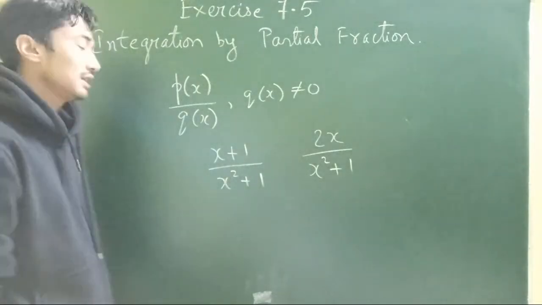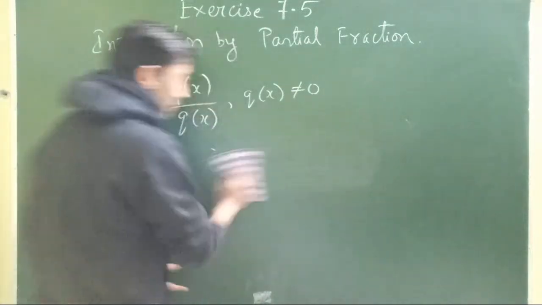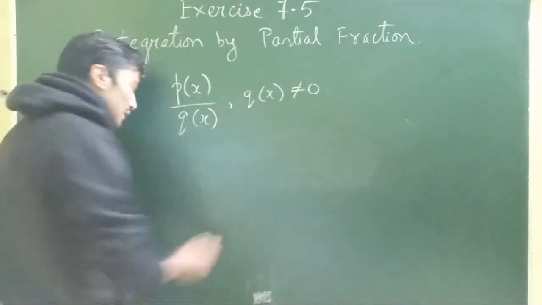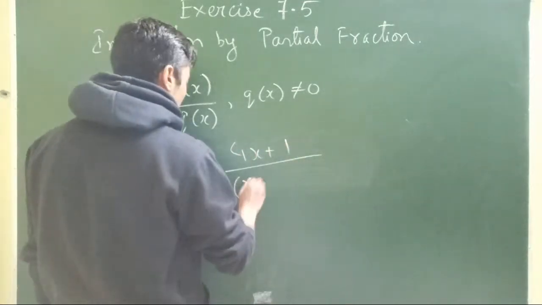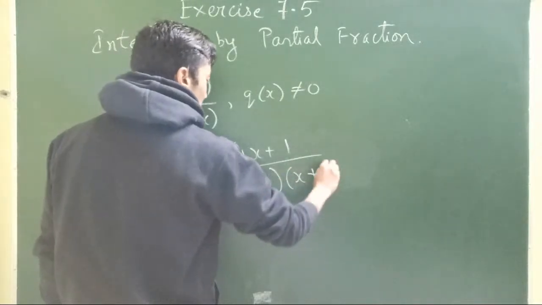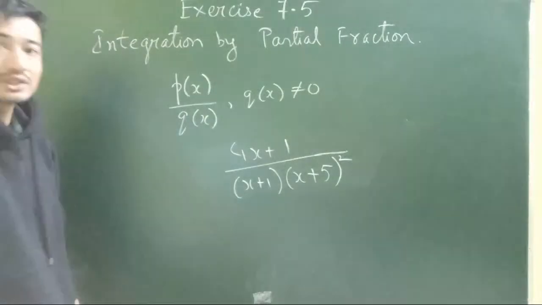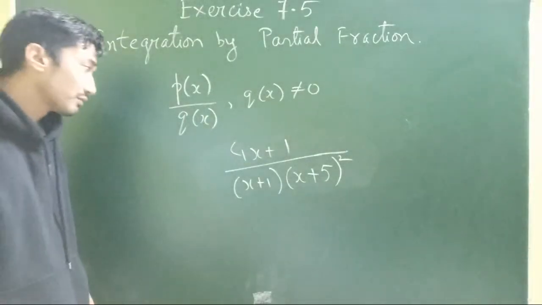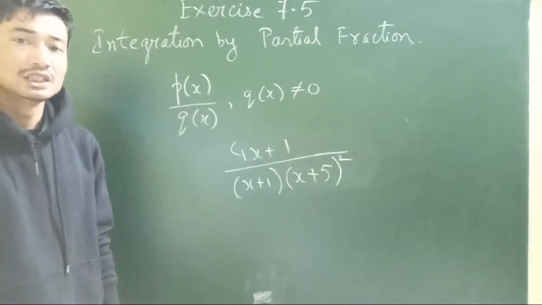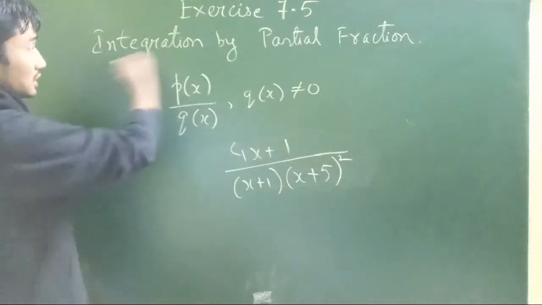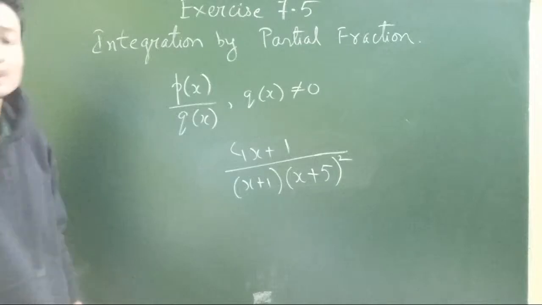The previous exercises and all we have done. So these questions can be done, but there are some questions which cannot be done by substitution methods, like 4x plus 1 divided by (x plus 1) times (x plus 5), maybe whole squared. If you have functions like this, can substitution work here? Possibly not. It is where this process comes in very handy for us, that is integration by partial fractions.